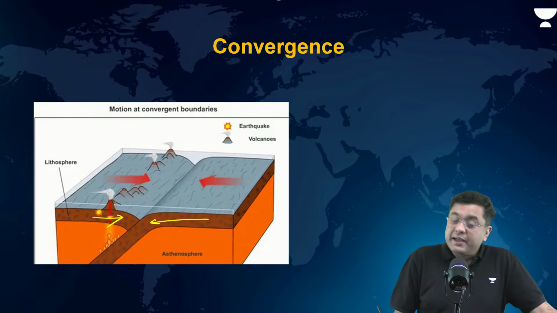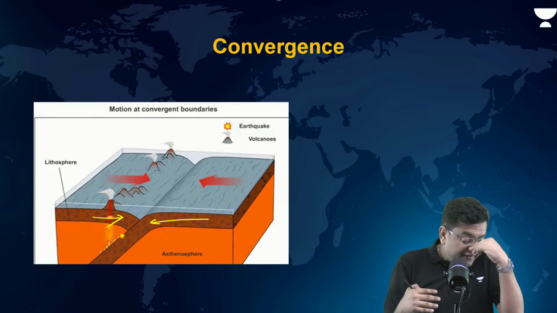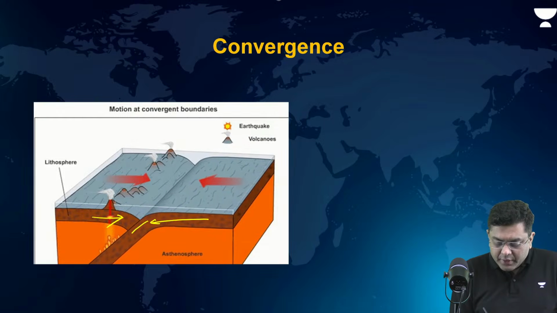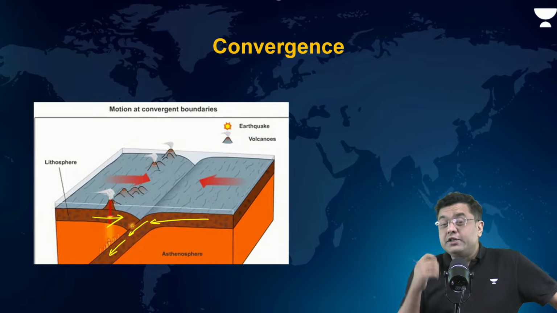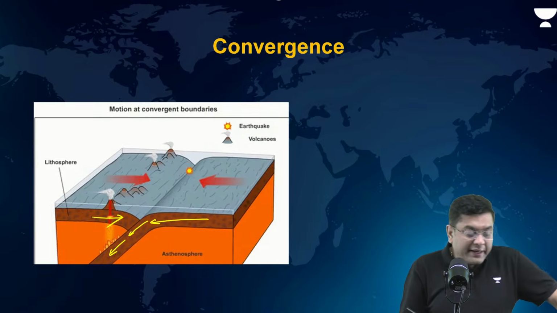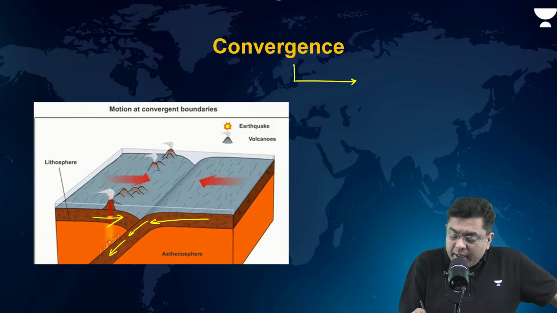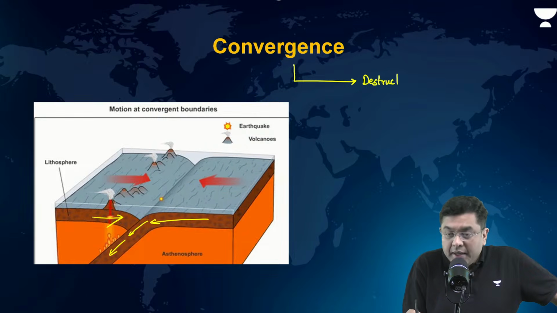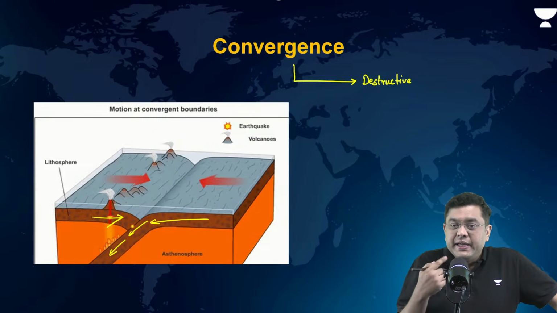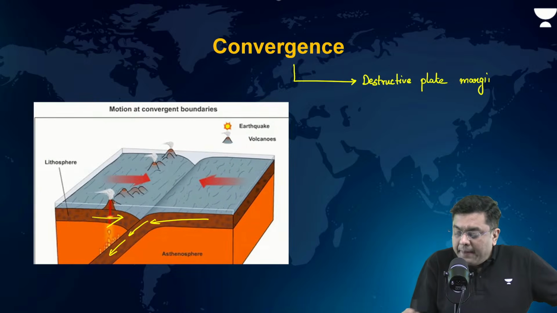Okay? Convergence. The plates are moving towards each other, crushing towards each other. This can lead to one plate getting consumed in the region of the mantle. Volcanic eruptions, earthquakes, etc., become common. That is why convergence of plates is also referred to as a destructive plate margin. Why? Because a portion of the crust is actually destroyed. Destructive plate margin.